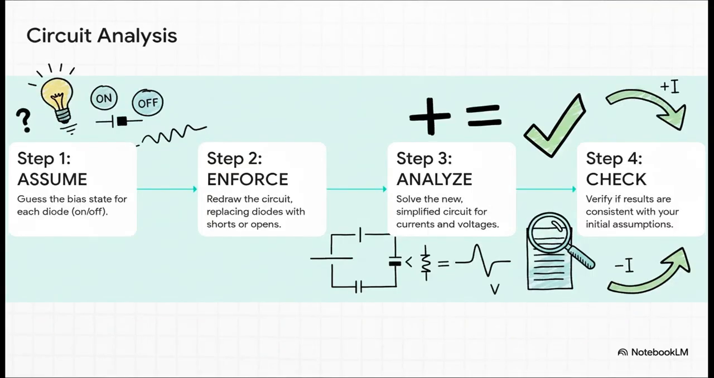This is the entire process, right here. First, you assume the state of every diode in the circuit. Second, you enforce those assumptions. You actually redraw the circuit, swapping in short circuits for the on diodes and open circuits for the off ones. Third, you analyze that new, much simpler circuit. And fourth, and this is the most important step, you check. You have to see if your results make sense. Like, if you assumed a diode was on, did your math actually show current flowing the right way through it?